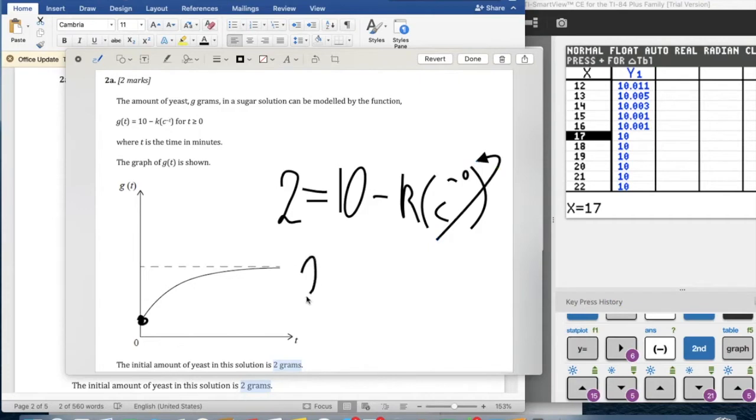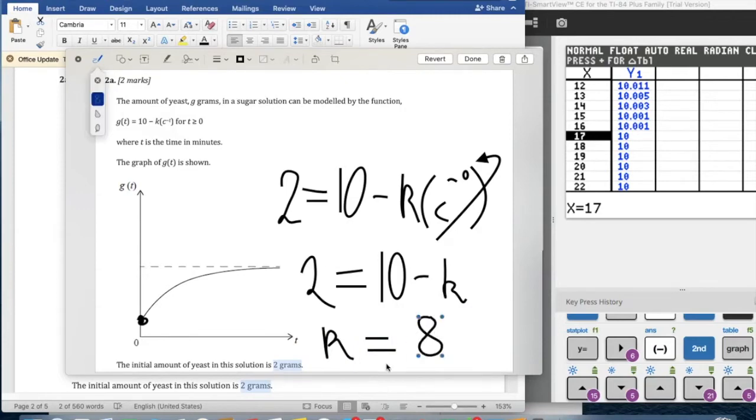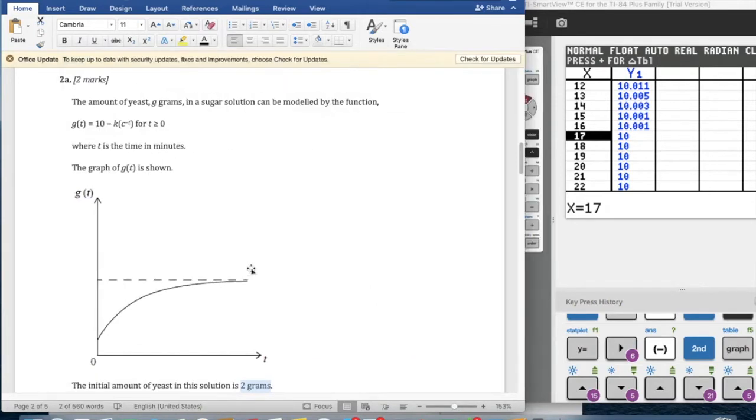So then our equation becomes 2 equals 10 minus k. We need to solve this equation and we will get k, because we're going to move k to the other side, equals 8. This is the easiest possible way you could do this question. So for part B, we're going to substitute k equals 8.